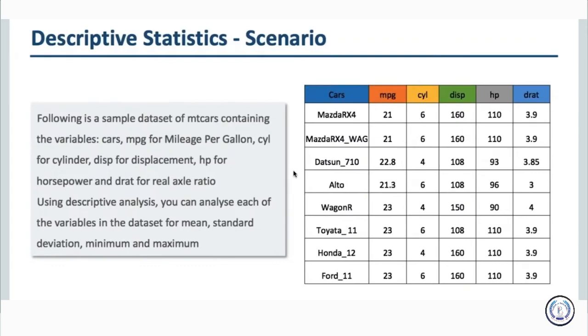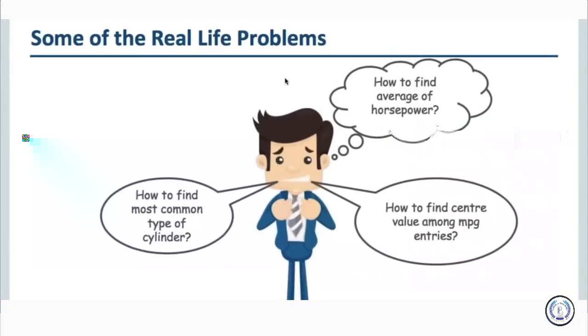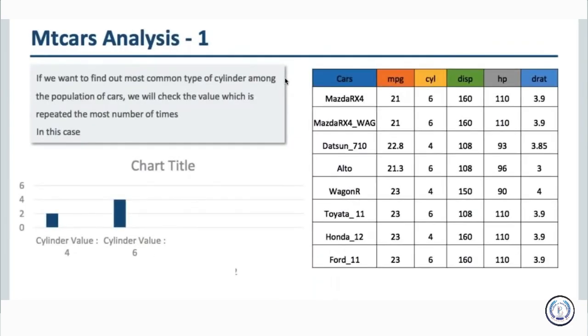So if you try to understand the meaning of all those terms, let's take a look at this example. Here we have a sample data set of mtcars containing the variables called cars, miles per gallon, cylinder, displacement, horsepower, and things like that. Now, one by one, we'll come up with these measures of the center. For example, we need to find the average of the horsepower, the common type of cylinder, and the center value among miles per gallon entries. So let's start with analysis number one.